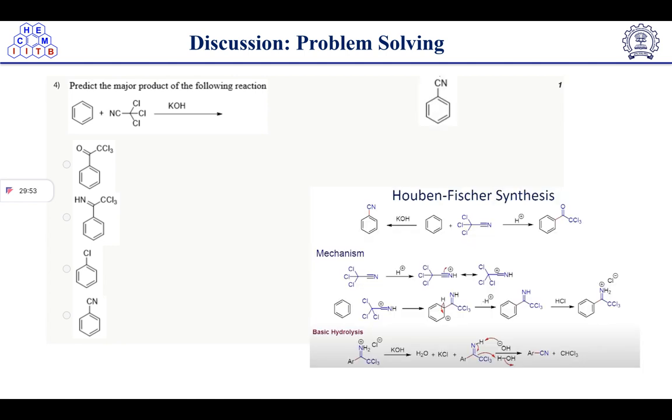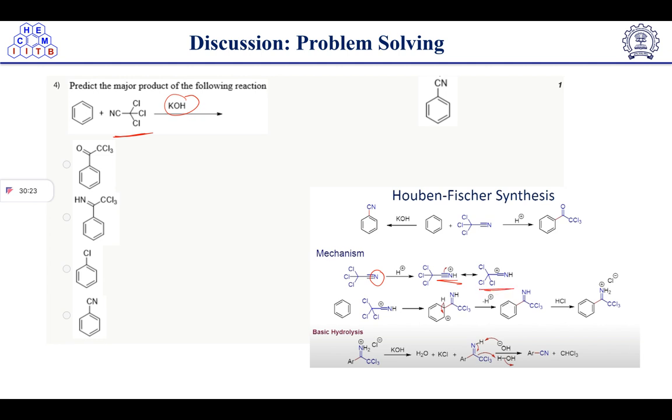In this case, this is a Houben-Hoesch synthesis. In this synthesis, what happens first? We have a benzene ring and this nitrile group, right? So first, in acidic condition, we will see the mechanism. First of all, protonation will take place at this position, the nitrile group, and we will get this one.